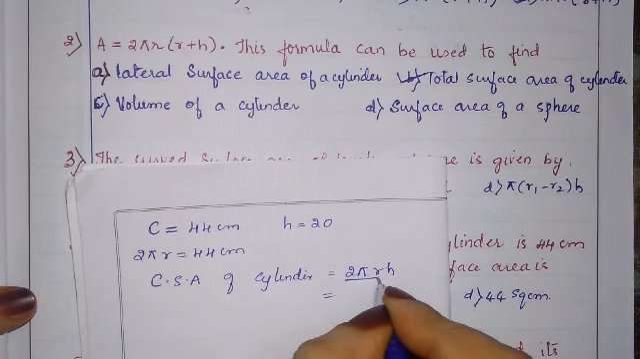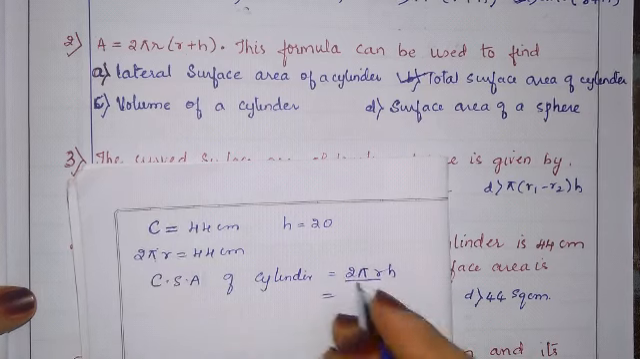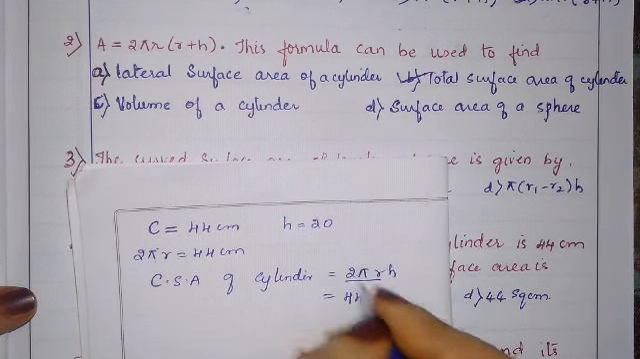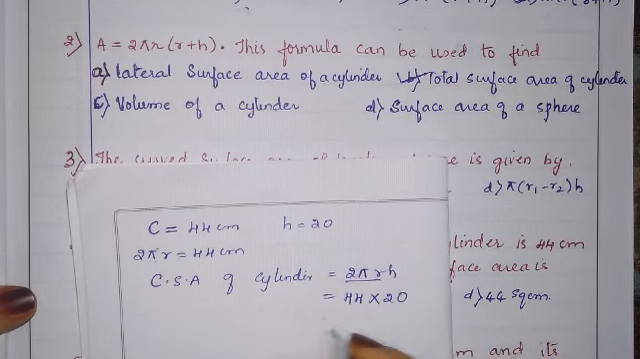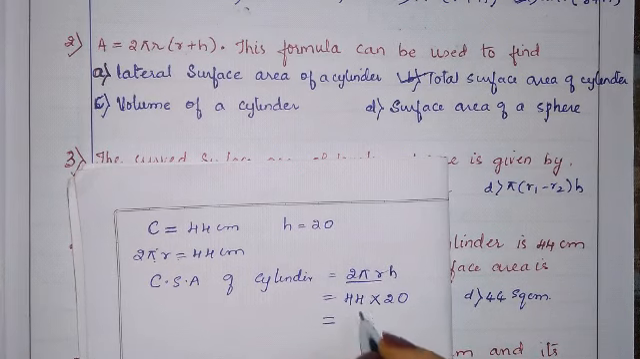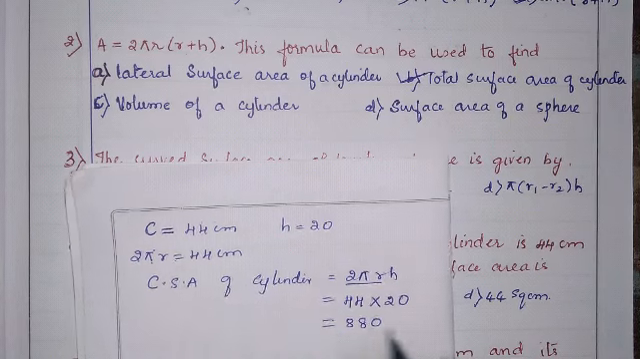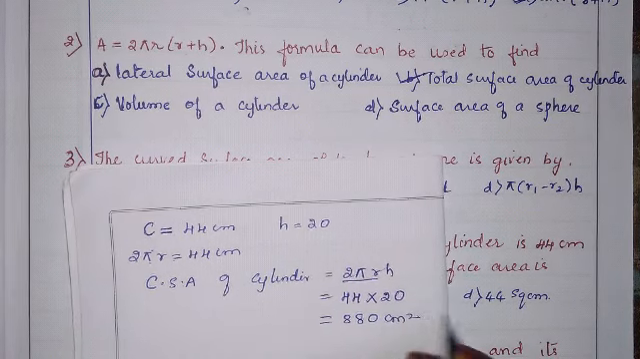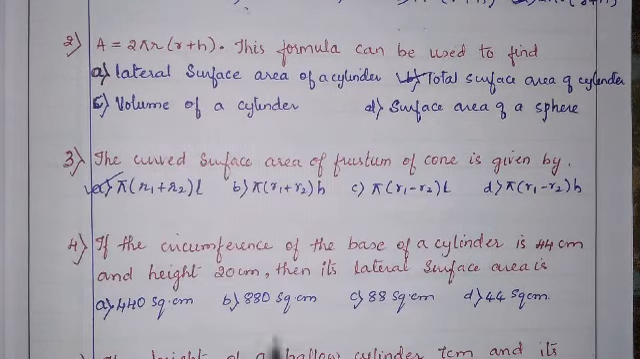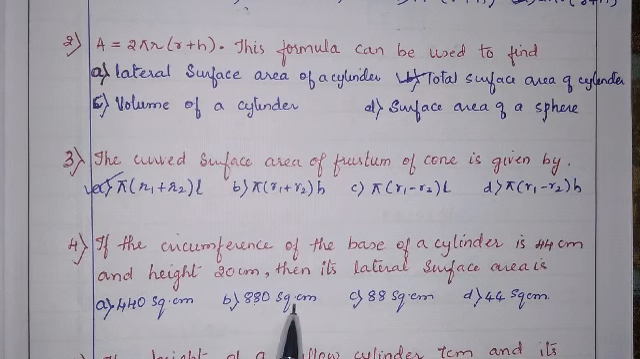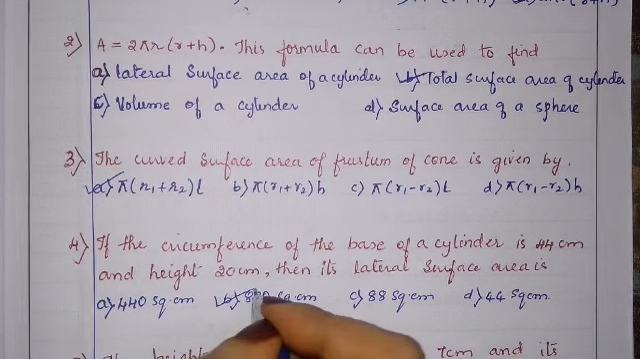So 2 pi r value is 44, h value is 20. So 44 into 20: 4 twos are 8, 880. It is area, so the unit is centimeter square. 880 square centimeter. Which is the correct option? Option B is the correct option, that is 880 square centimeter.